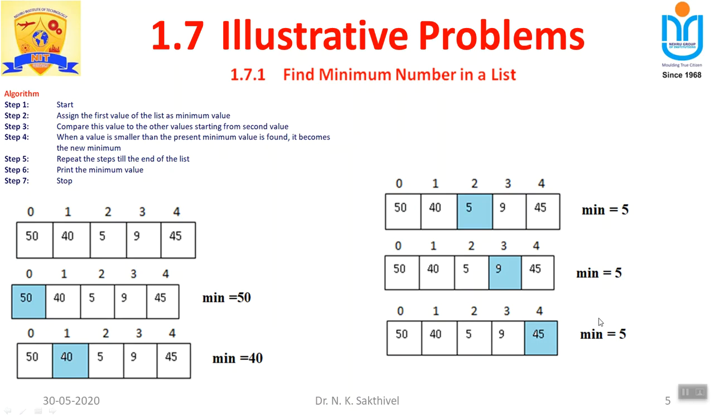This is the iteration process. There may be tens or hundreds of data in the array, and it is the same process. I am comparing, and if the number is smaller, I update, otherwise I retain, and like this I can find the minimum number in the list. This is the procedure, so you understand the logic and you can demonstrate. This is the first problem.